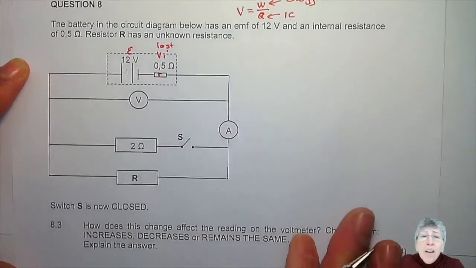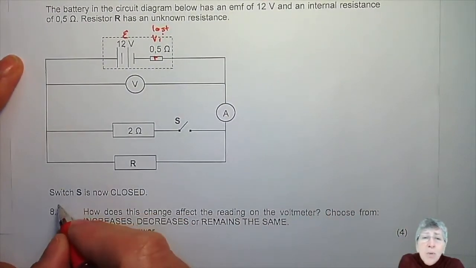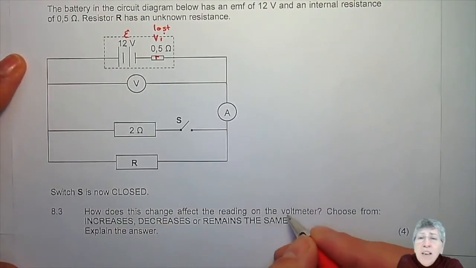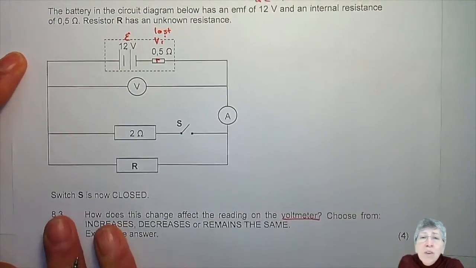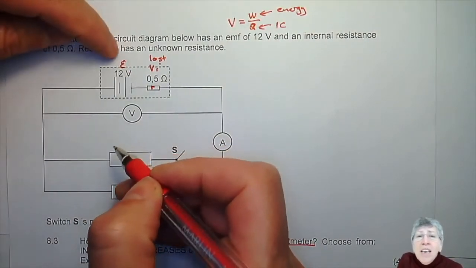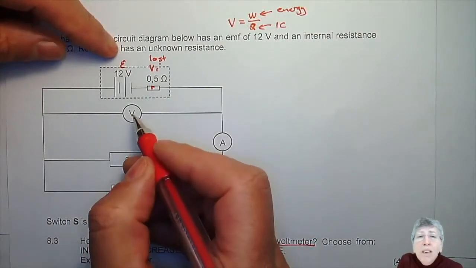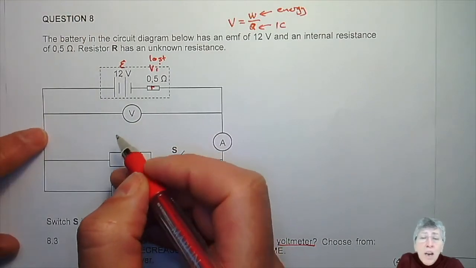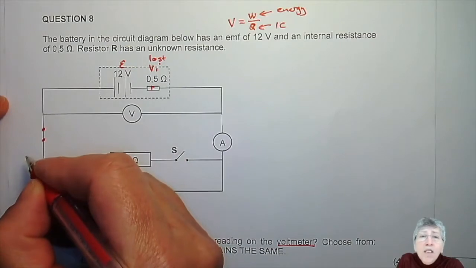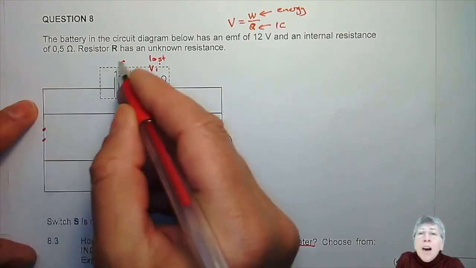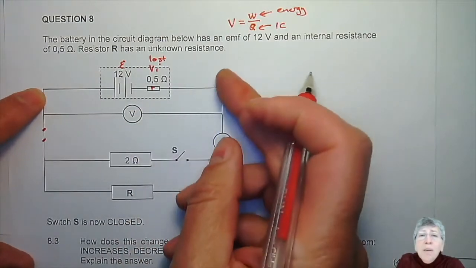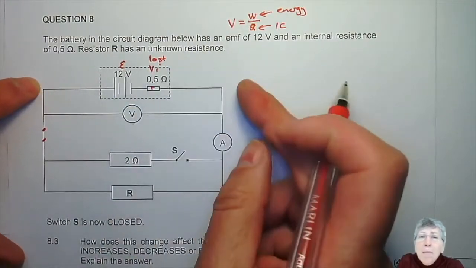So now when they ask us the question, they tell us switch S is now closed. How does this change affect the reading on the voltmeter? Now let's look at that voltmeter. What does it read? It does not read the EMF at the moment. When will it read the EMF? If there was a switch over here and that switch was open and I opened that switch, it would have meant no current flowing. And if there's no current flowing, then this voltmeter would just read the EMF.